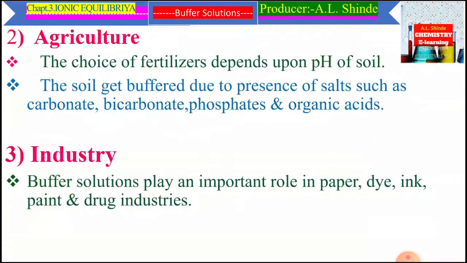Now, the second application, in agriculture. The choice of fertilizers depends upon the pH of soil. The soil gets buffered due to the presence of salts such as carbonates, bicarbonates, phosphates and organic acids. The third use of buffer solution is in industry. Buffer solutions play an important role in the paper industry, dye industry, ink industry, paint industry and also in drug industries.